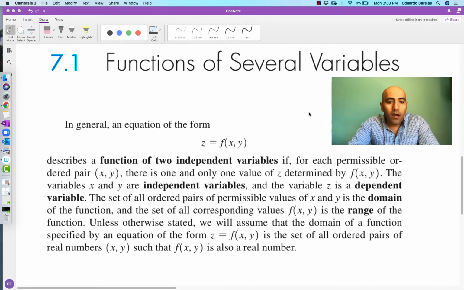Unless otherwise stated, we will assume that the domain of a function specified by an equation of the form z equals f of x comma y is the set of all ordered pairs of real numbers x comma y, such that f of x comma y is also a real number. Okay, so what is this saying? First of all, let's refresh our memories about function notation, independent variable, dependent variable, and how we kind of use that. And we'll come back and revisit this.